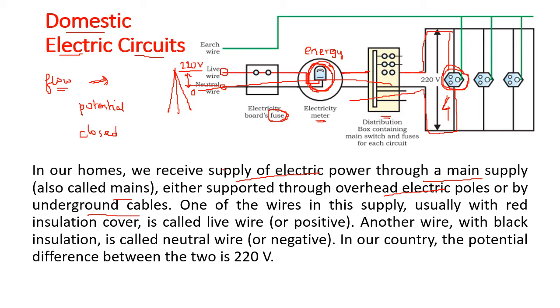Right now we have the overhead poles. Now there are some color combinations you have to remember. Usually the live wire is red in color. So when any electrician comes to your house, he knows the color. Red is usually the live wire, the positive, higher potential. The black wire is the neutral wire. Neutral wire means the negative, the lower potential. And the difference between the two is 220 volt.